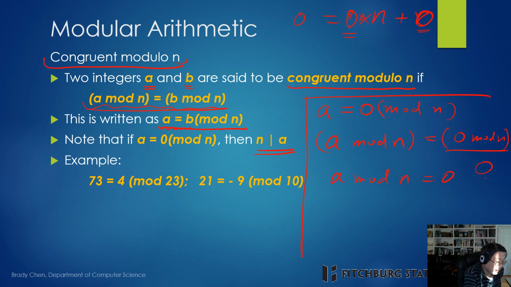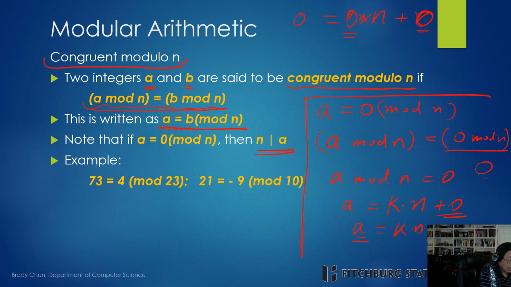Now, what does that mean? That means when A is divided by n, the remainder is 0. So that means A equals n times k plus 0, right? So that means A equals k times n. What does that mean? That's the definition of divides, right? So if I can write A equals k times n, that means n divides A, because A is a multiple of n.